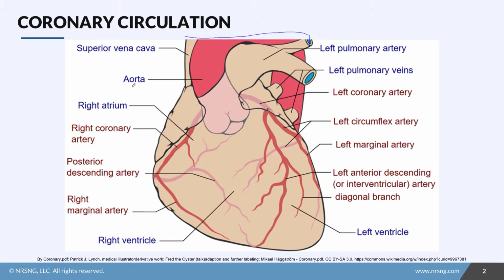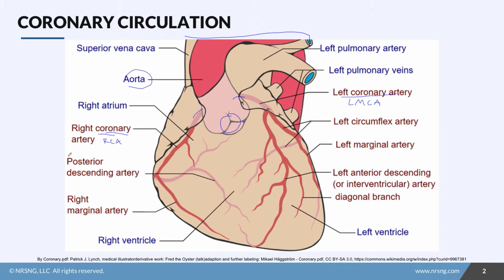So, as you can see, the coronary arteries actually branch off the aorta right above the aortic valve. Here's the aortic valve, and here is where the coronary arteries actually branch off. The right coronary artery, or RCA, and the left coronary artery, or left main coronary artery, or LMCA, branch off directly from the aorta itself. From there, they each have smaller branches to supply the front and back side of the heart.